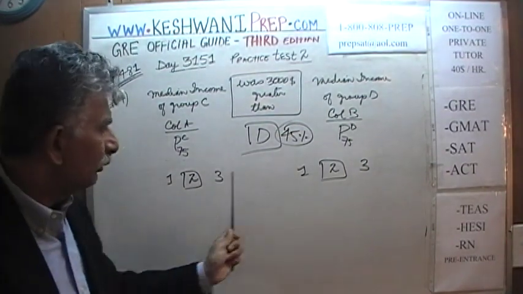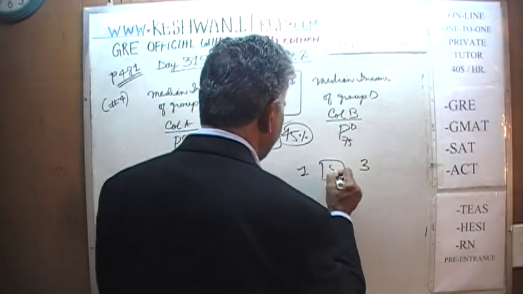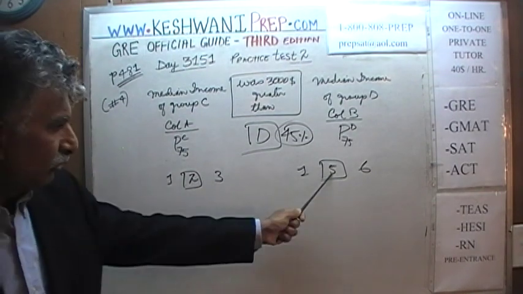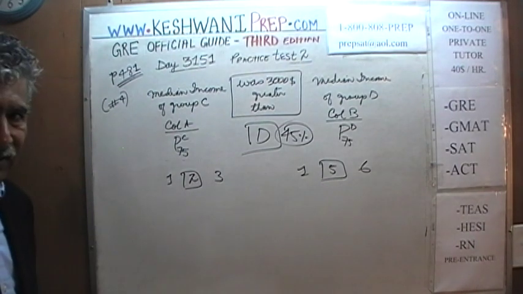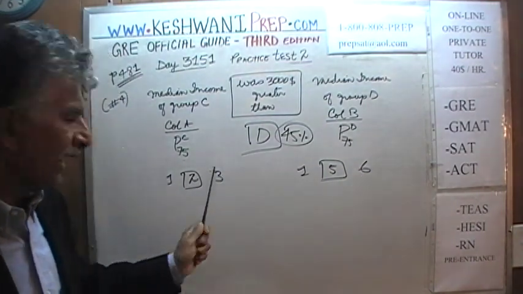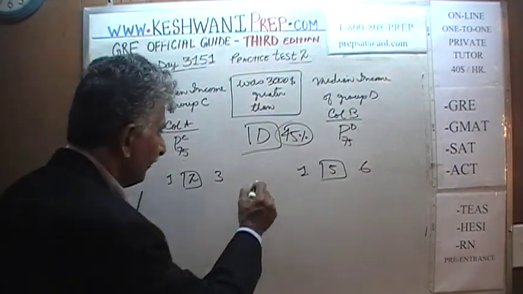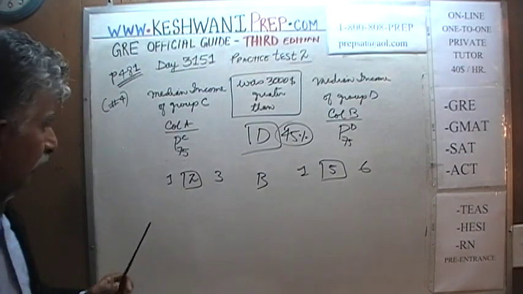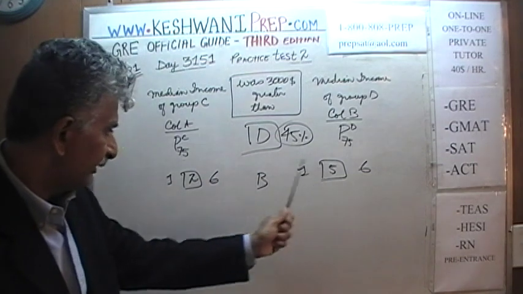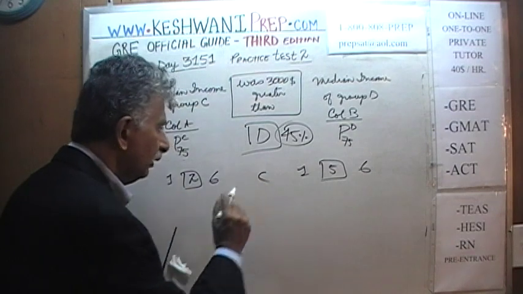Just because the medians are equal, or if you like, the median is 3 more than that, let's make it 5. Just because the median of this group is 3 more than that, that does not guarantee that what is going to come after the median here is necessarily greater than that. In this case it is. What comes after the median is greater, so the answer here is B. But we could also have this, 1, 2 and 6. Again, the median of this one is 3 more than that, but now what comes after it, they are both equal.